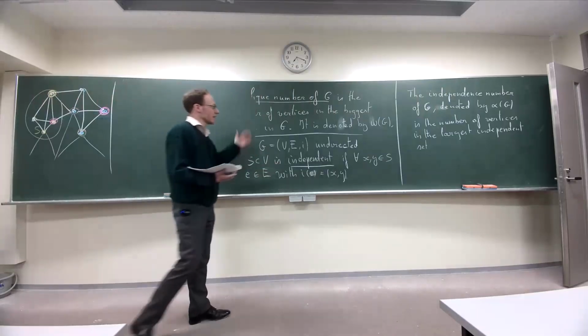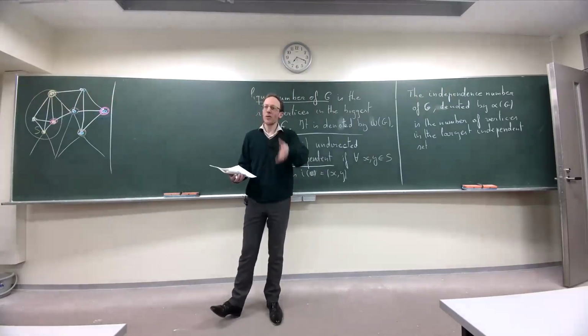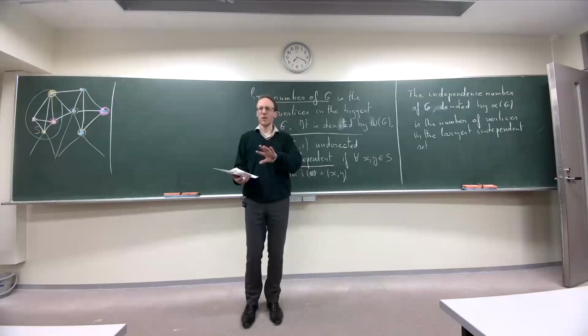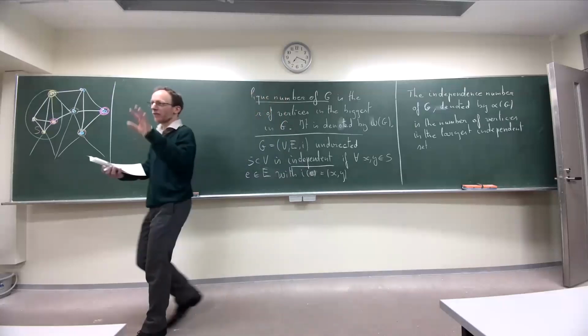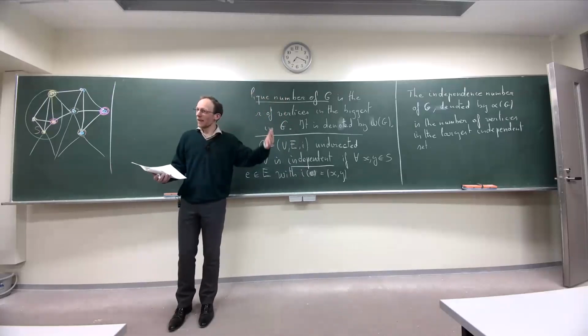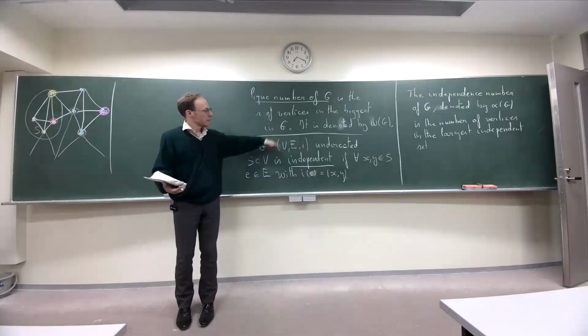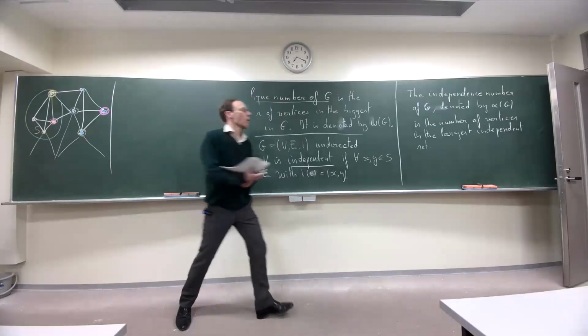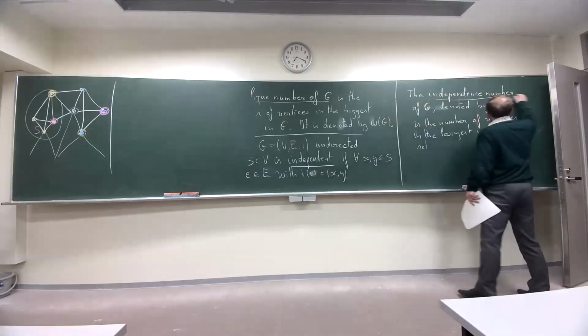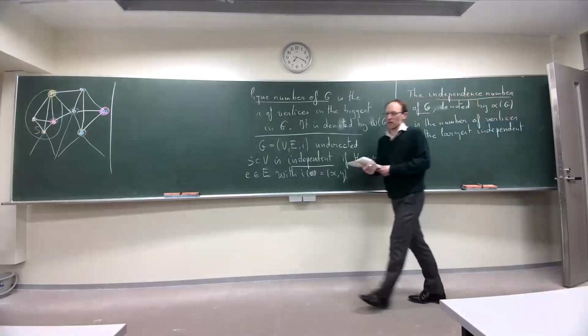Yes, these are graph invariants, and I will mention this. If you construct an isomorphism, then either the independence number or the clique number are stable under isomorphism. Yes.